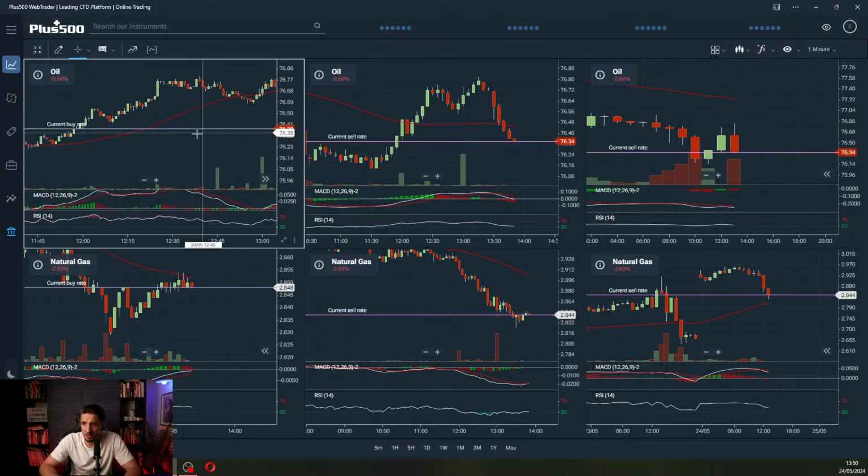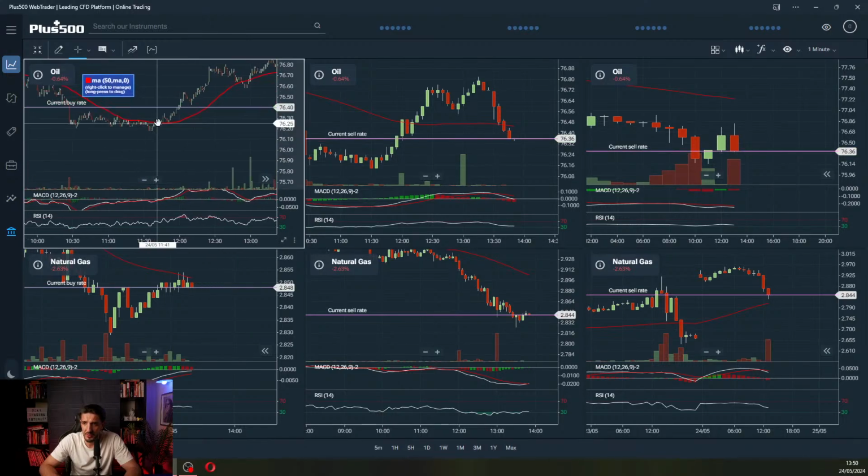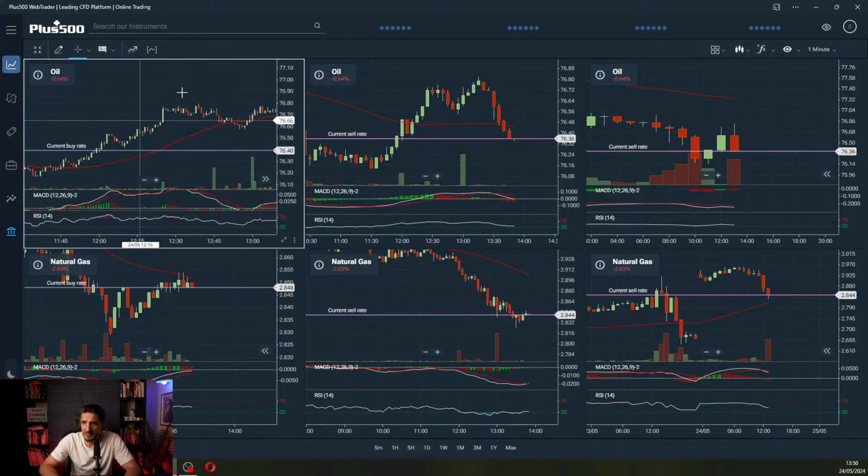I was long on crude oil earlier. I opened up right here when we were changing direction. Opened up here, closed it around 50, somewhere around here. Made a little bit of profit, but now looking forward from there.